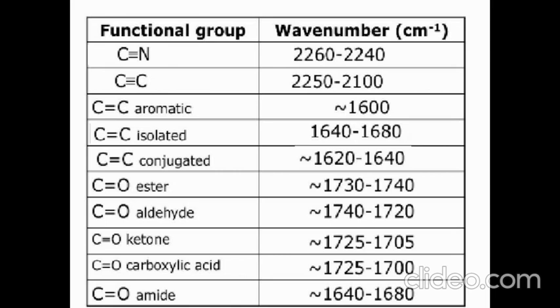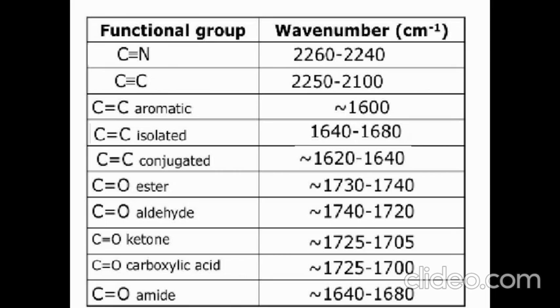Now coming to the functional groups which give characteristic peaks between 2000 to 1500 centimeter inverse. Usually all the varieties of double bonds, like C double bond C, whether isolated or conjugated, or aromatic, and C double bond O, C double bond N or C double bond S, all these where the atoms are connected by a double bond, usually give the peak between 2000 to 1500 centimeter inverse.